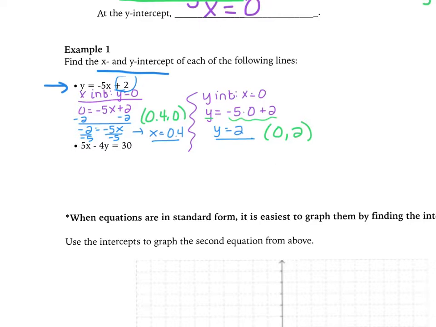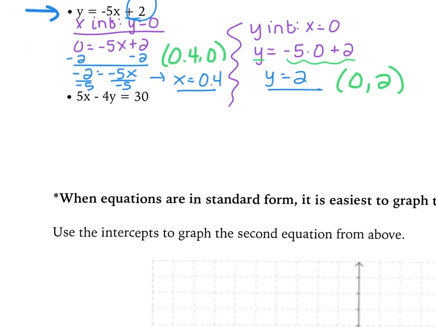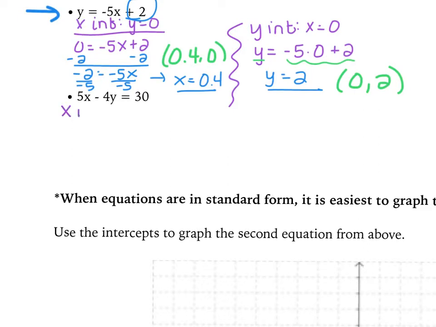But to find the intercepts, I don't really need to. In fact, I think it's easier not to. So again, my strategy, if I'm looking for the x-intercept, what do I know? I know that y is going to have to equal 0. So I'm going to put a 0 right in place of y. So I'm going to say 5x minus 4 times 0 equals 30.